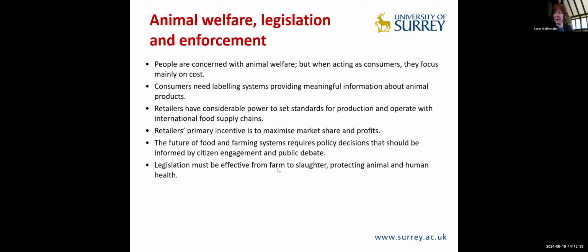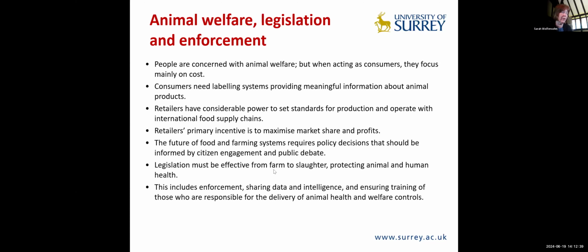The legislation must be effective all the way from farm to slaughter to protect human and animal health. So we need enforcement of that legislation. We need to share data and intelligence. We need to make sure those who are responsible for those controls are well trained, and we're not depending on the same people who look at taxis and restaurants and that sort of legislation.